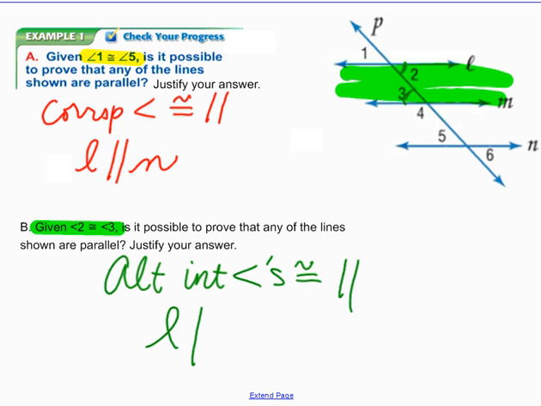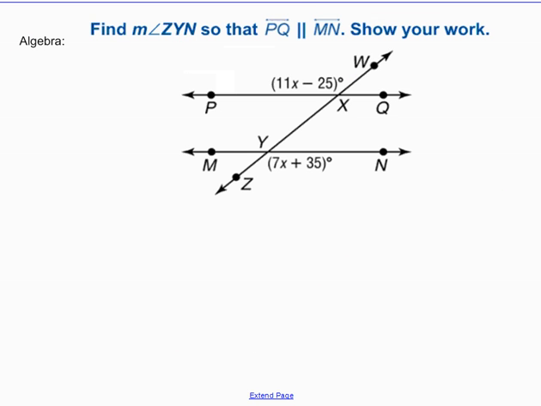Line L is parallel to line M. Okay, so now we're going to use these concepts to do some algebra. I'm looking at this set of parallel lines. They want us to make it parallel, so we're going to find the value of x that will make those parallel lines.